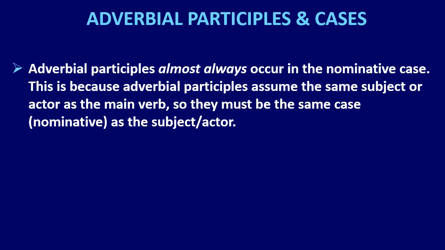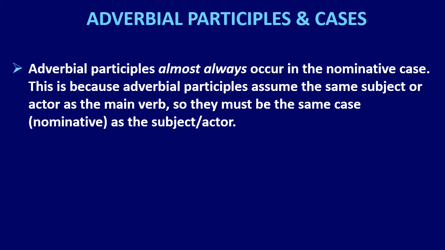Now let's switch from adjectival to adverbial participles and continue with the subject of cases and how they function with their case forms. You should note that adverbial participles almost always occur in the nominative case. This is because adverbial participles assume the same subject or actor as the main verb in a sentence or independent clause, so they must be of the same case as the actor or subject in that sentence or clause.